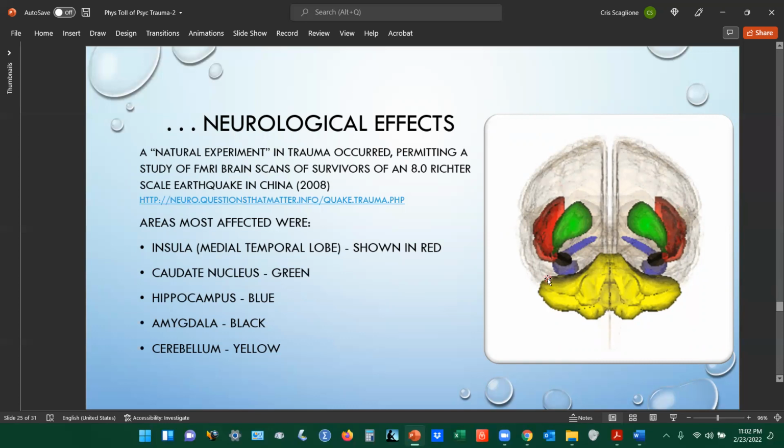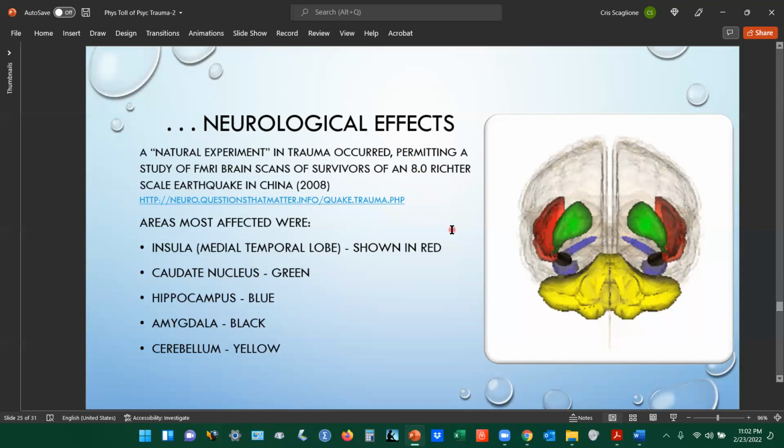These are crucial parts of the brain that are affected with trauma. This particular picture is from a really interesting study that was done in 2008. There was, unfortunately, a very large earthquake. It was an 8.0 earthquake in China.